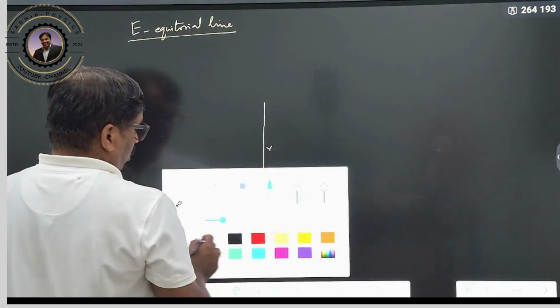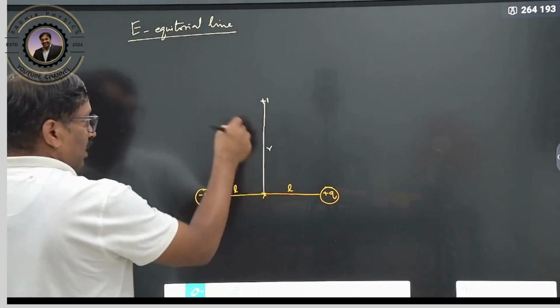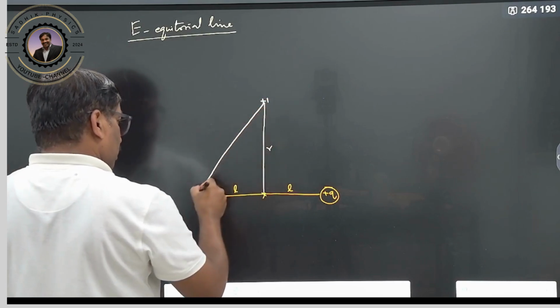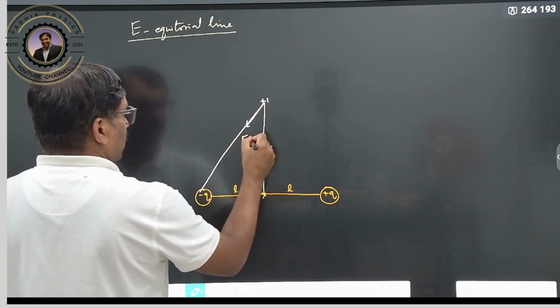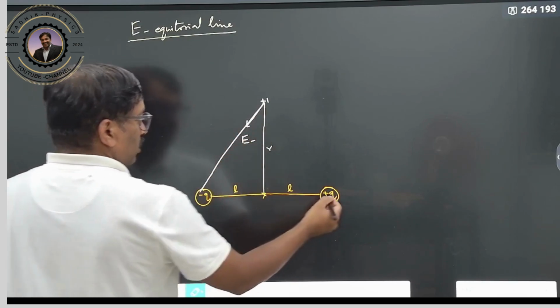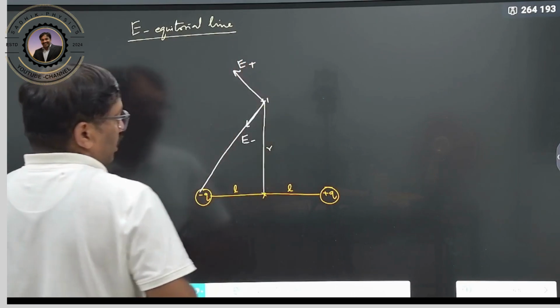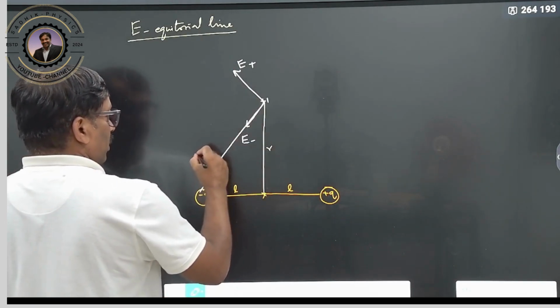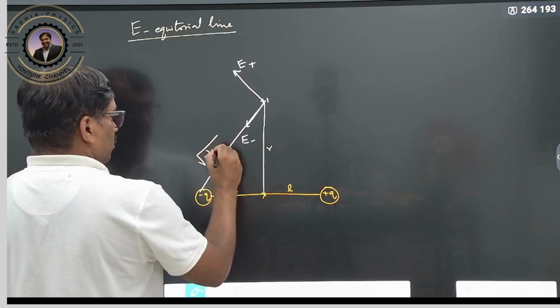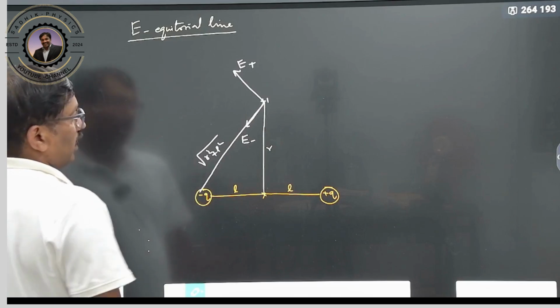I already told you so many times, here you have to assume plus 1 coulomb. Due to the minus charge it will be attracted toward that side, so it will be E due to minus. And this is E due to plus. Clear? What is this distance? This distance is nothing but, by Pythagoras theorem, R square plus L square. Clear?